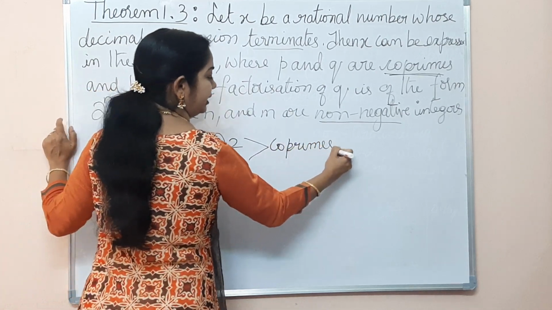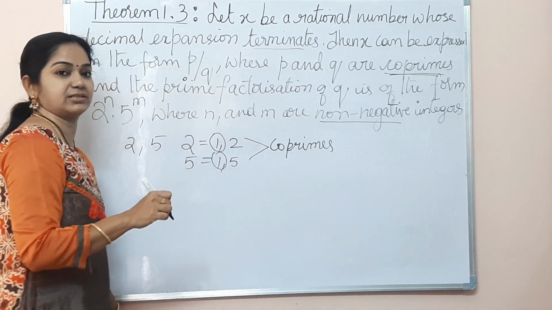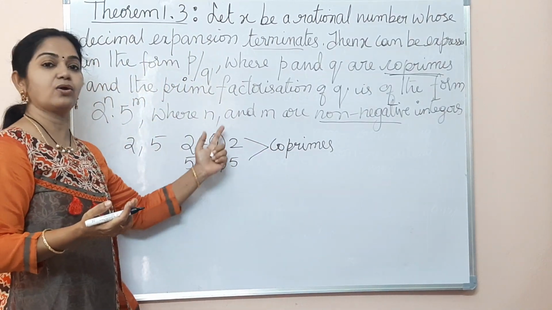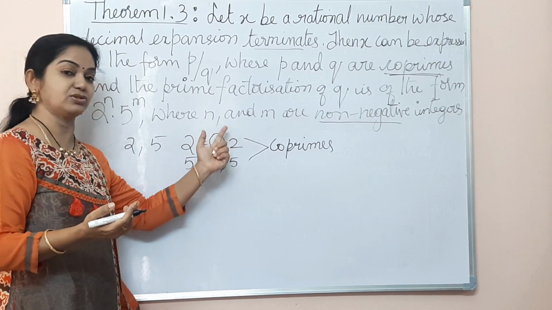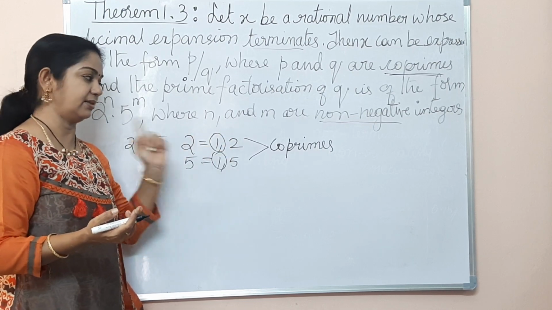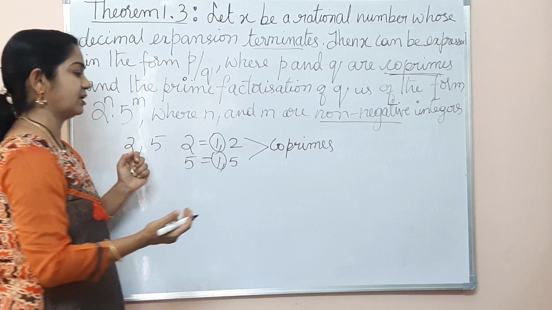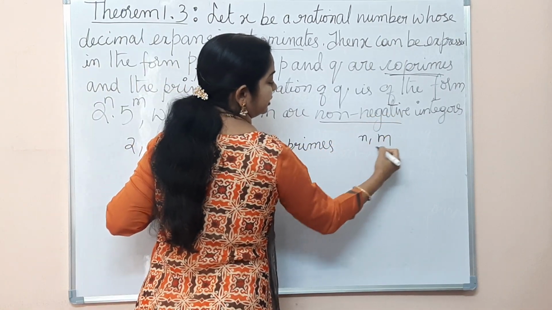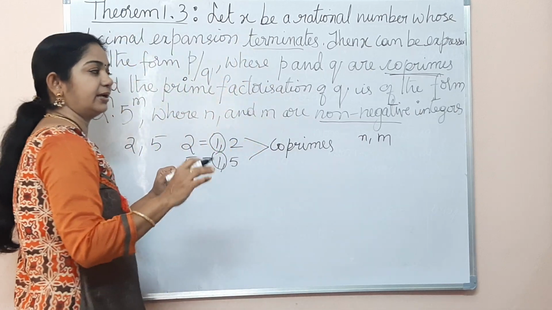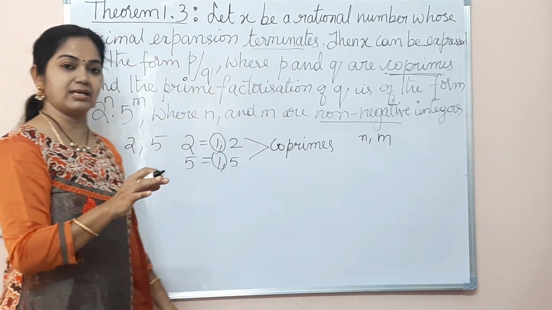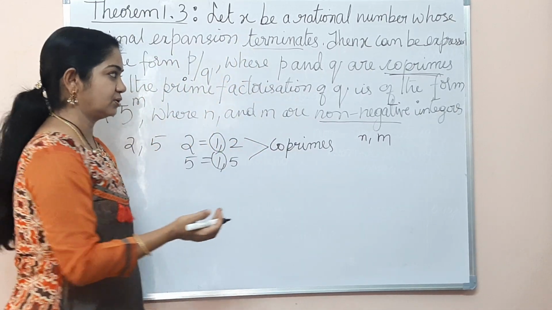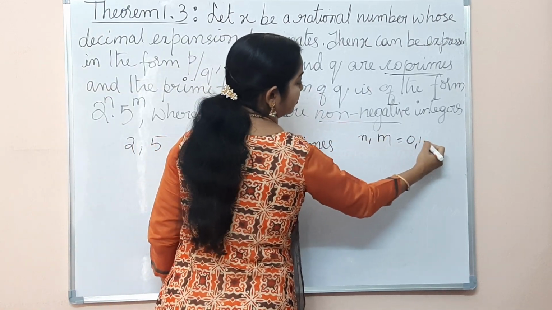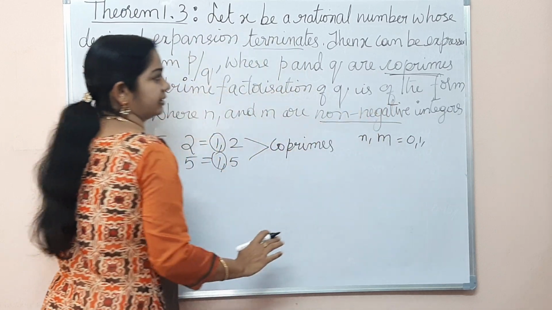They need not necessarily be primes. Any two numbers you can take whose factors should not have a common factor other than 1. That is co-primes. And what about non-negative? Here, they told us n and m are non-negative. Non-negative means positive numbers as well as 0. So the n and m values can take 0, 1 and so on, but not negative numbers.